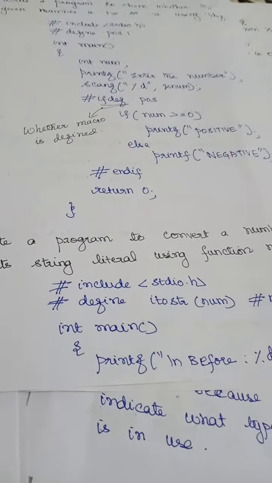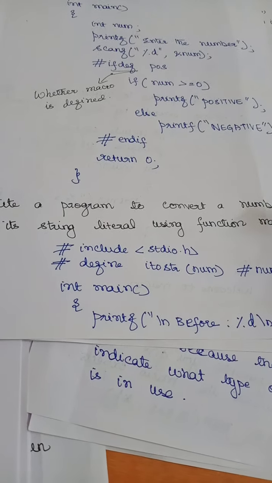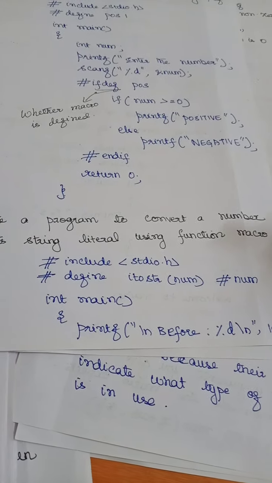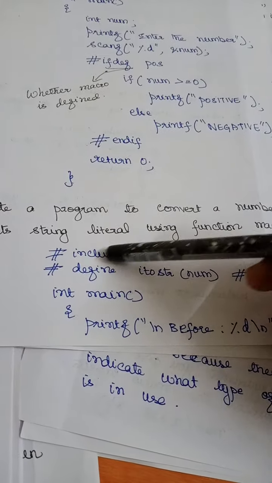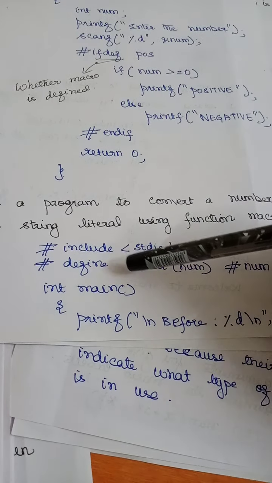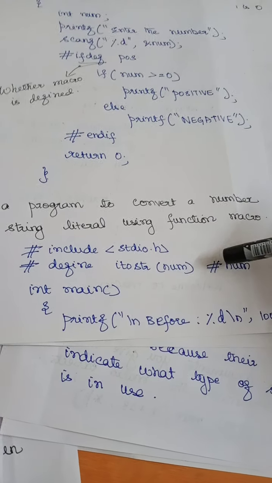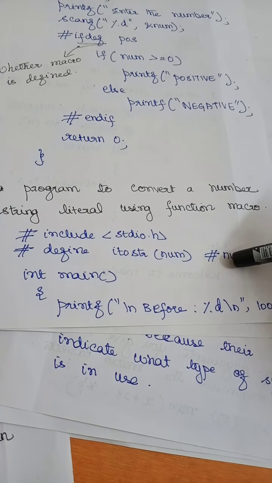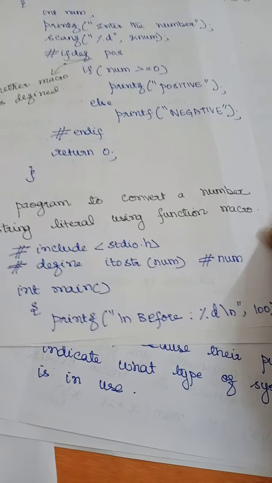Next we'll move on to write a program to convert a number to its string literal using the function macro. So what did I tell you? If I want to convert anything to a string, then I need to add a single hash. So #include <stdio.h>, #define, here this is going to be the name of the macro, and this is a number followed by #num. So whatever I am giving here, I need to convert it to a string by having the hash. So int main, so printf, before calling the macro, my number, right?